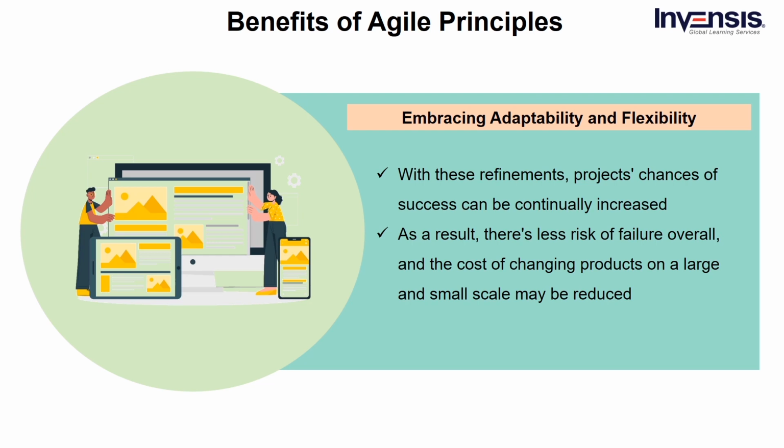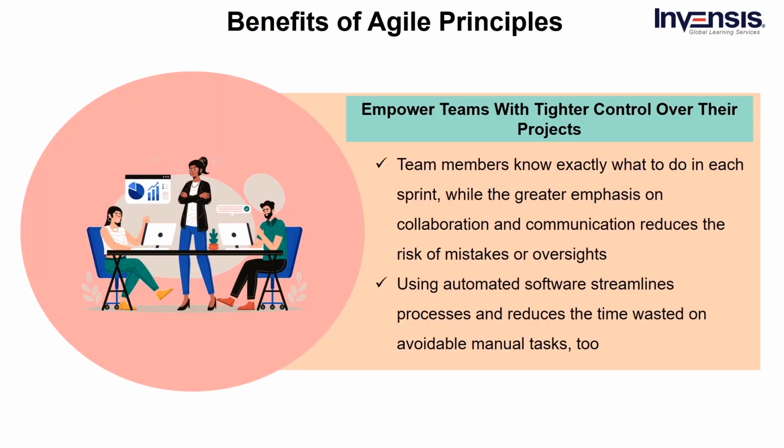It's not the same as delaying a release or causing customer frustration as massive changes are undertaken in bulk. Empower teams with tighter control over their projects. Team members know exactly what to do in each sprint, while the greater emphasis on collaboration and communication reduces the risk of mistakes or oversights. Using automated software streamlines processes and reduces the time wasted on avoidable manual tasks, too.